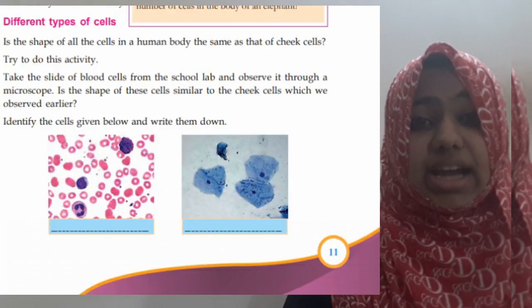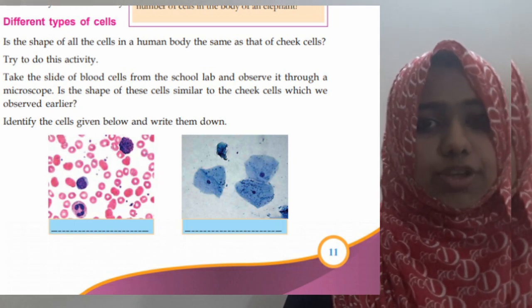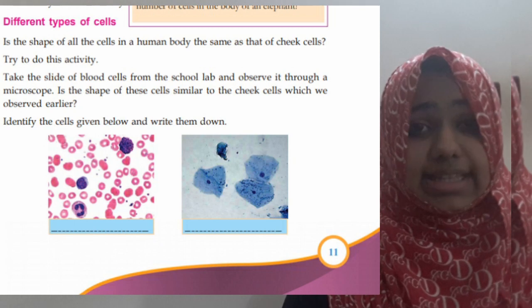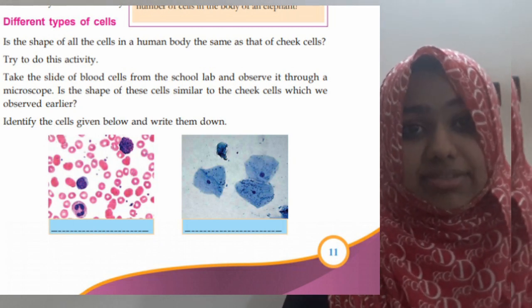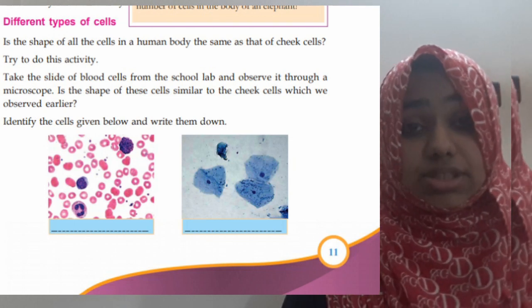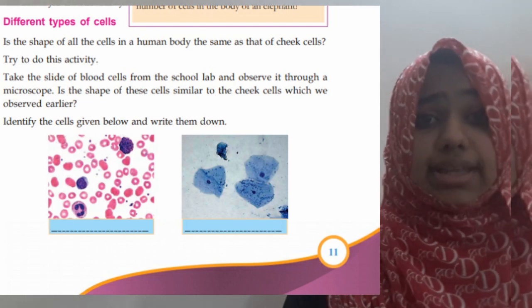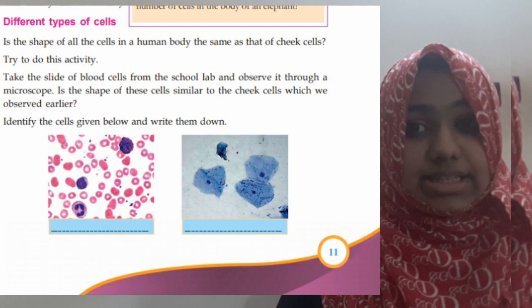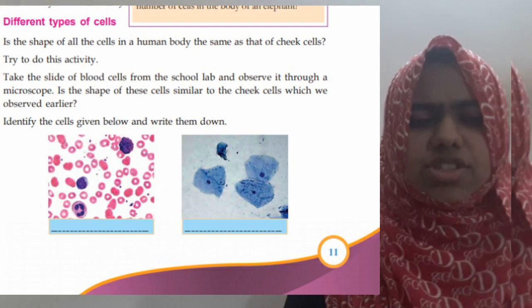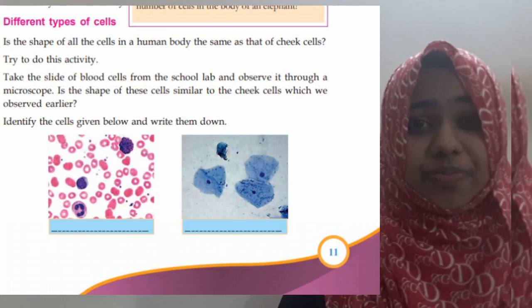Okay? So let's start reading. Different types of cells. Is the shape of all cells of a human body the same as that of the cheek cell? We observed our cheek cell last week, right? Miss showed you an activity, do you remember? And we saw the cheek cell. Do you think that all other cells, I told you there are different types of cells in our body, right? So will it be the same as the cheek cell? No. It will be different, isn't it so?